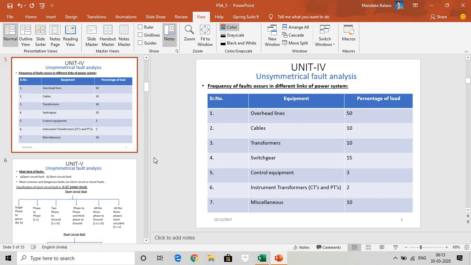Then control equipment, which is used to control the operation of the power system, contributes 3% of the total fault. Then instrument transformers, that is CTs and PTs, are used for measurement as well as for protection purposes in the power system. They also contribute 2% of the total fault. And miscellaneous equipment used in the power system contributes 10% of the total fault. That means from this slide, looking at the frequency of faults occurring in different links of the power system, the conclusion is that the majority of faults are contributed by overhead lines, and hence protection of the overhead line is an important point in power system analysis.